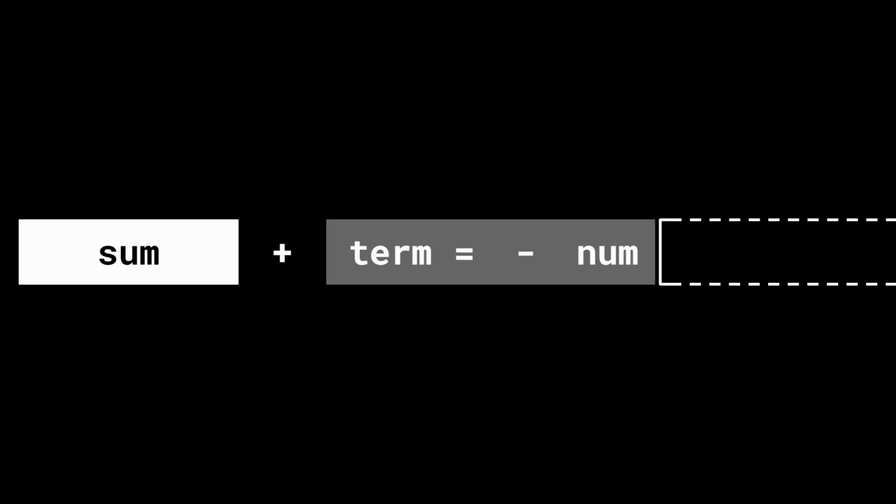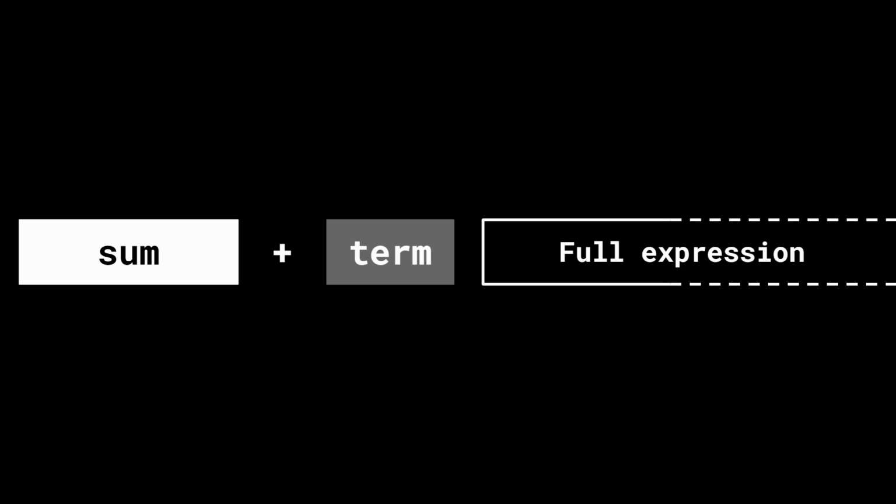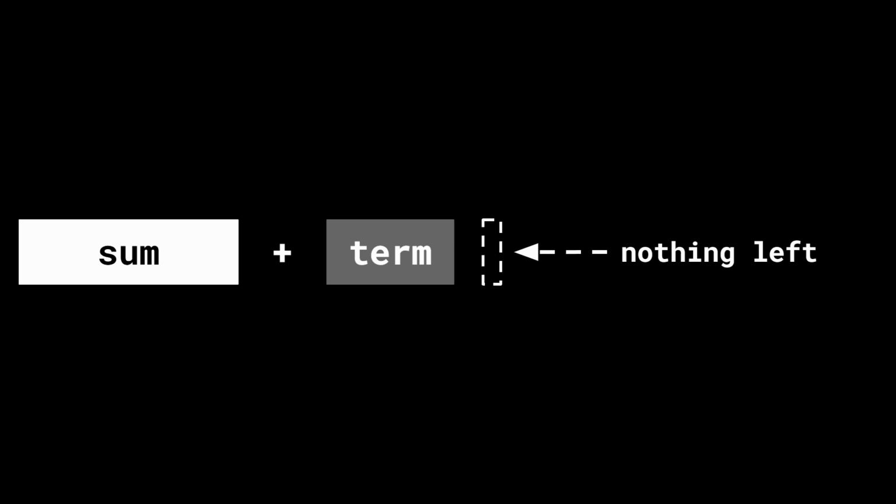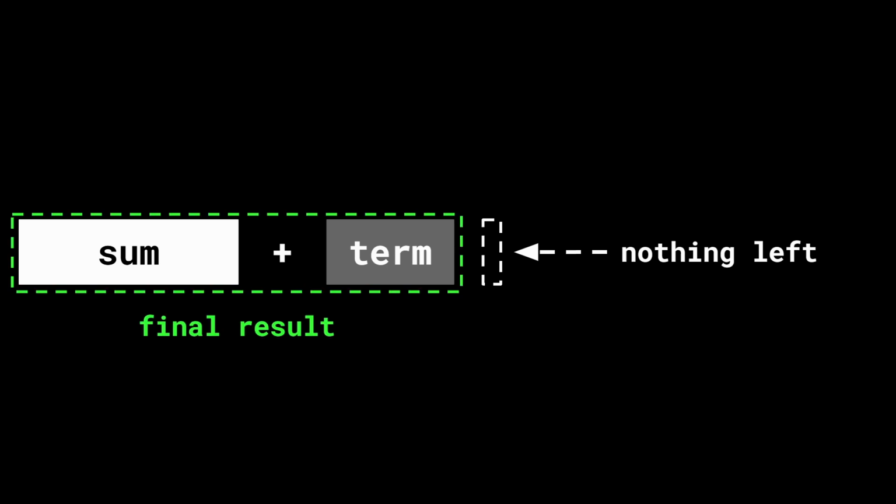Okay, we just need to be careful at the edges. At the beginning, because we haven't consumed any term, we can initialize sum and term to 0. And because the expression starts with a number, we can pretend that there's a plus in front of it. So we will initialize op to plus. At the end, the variable term will contain the last term. So the final result will be sum plus term. Okay, I think we're ready to write some code.